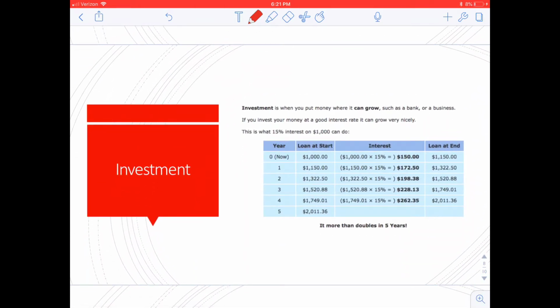Now, when we talk about investment, it's when you put money where it can grow, such as in a bank or a business. Maybe you invest in stocks. If you invest your money at a good interest rate, it can grow very nicely. In this section, we're talking a lot about money, but there's other creative ways to invest as well.